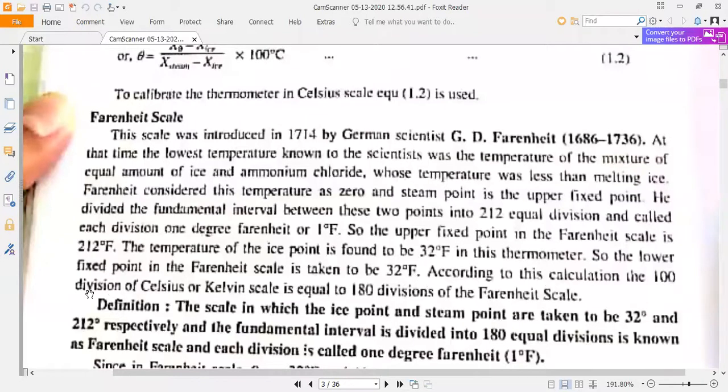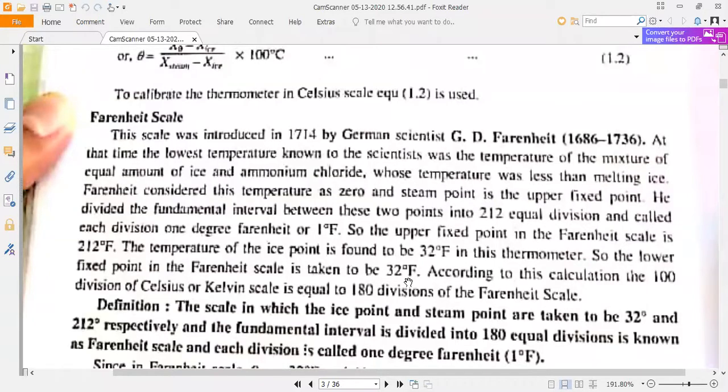According to this calculation, the 100 divisions of the Celsius or Kelvin scale are equal to 180 divisions of the Fahrenheit scale. Now, why is it like that? If you check the Celsius scale, the lower fixed point is 0, the upper fixed point is 100. So the difference between them is 100. But if you take a look at the Fahrenheit scale, the lower fixed point is 32, the upper fixed point is 212. The difference between them is 180. So this 180 is equivalent to the 100 divisions of the Celsius scale.